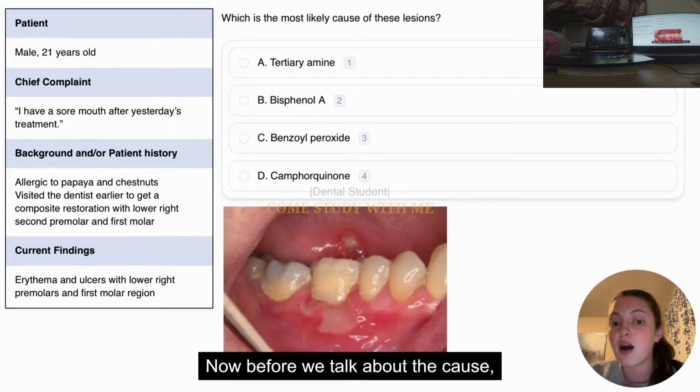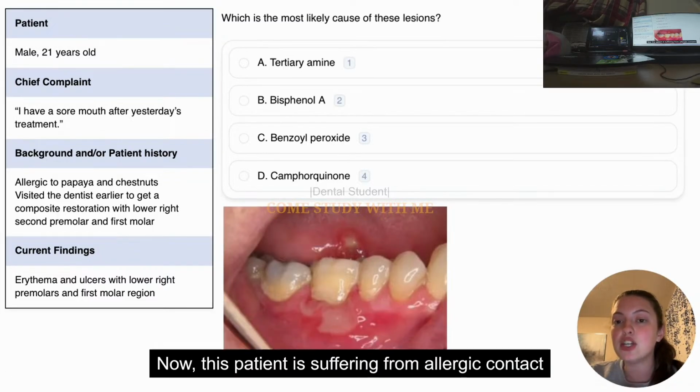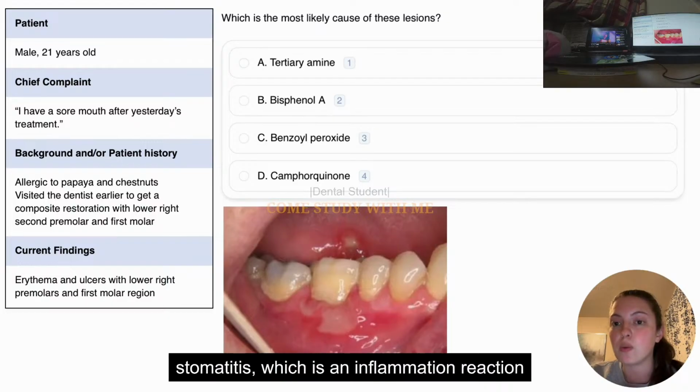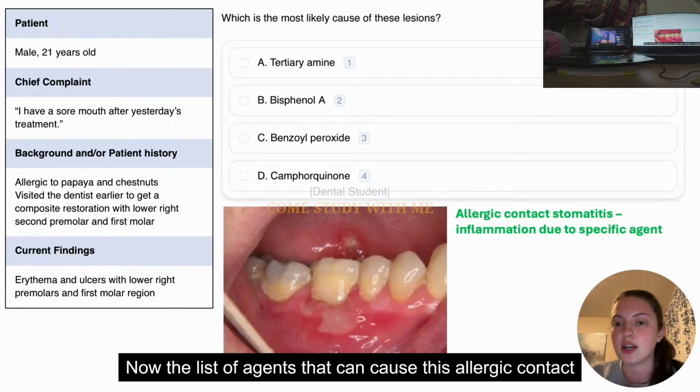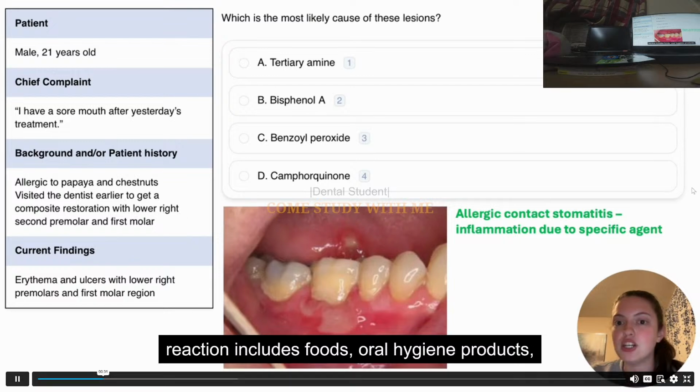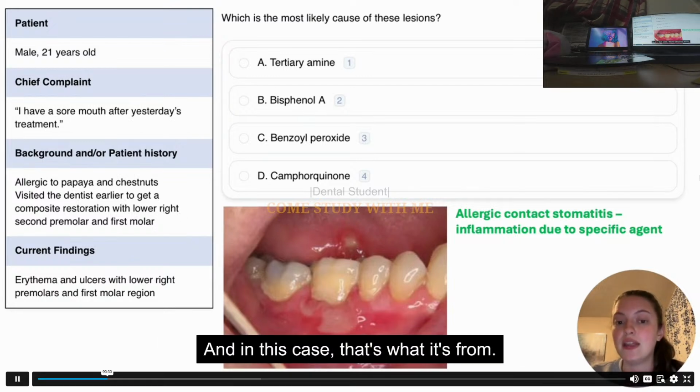Now, before we talk about the cause, let's talk about what they are. This patient is suffering from allergic contact stomatitis, which is an inflammation reaction of the mucosa due to a specific agent. Now, the list of agents that can cause this allergic contact reaction includes foods, oral hygiene products, and dental materials. And in this case, that's what it's from. It's from these composite restorations.